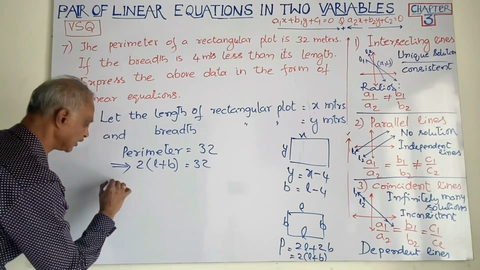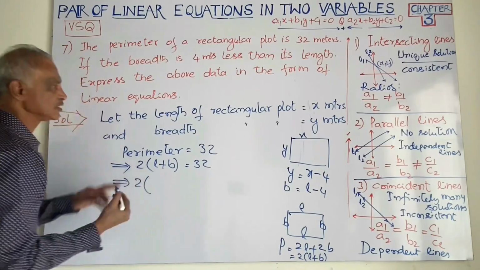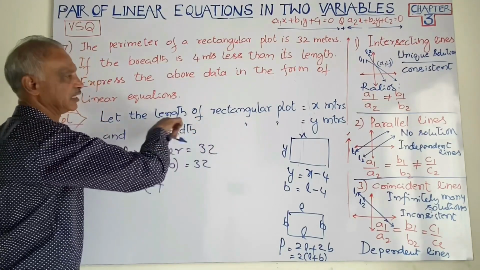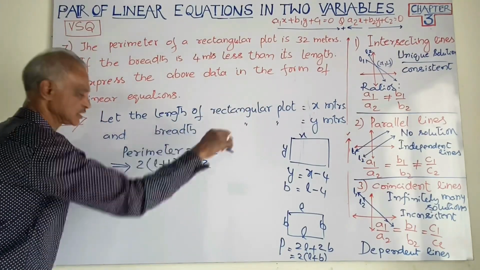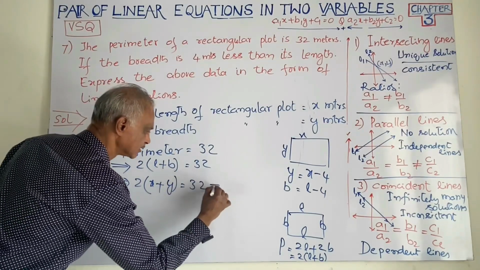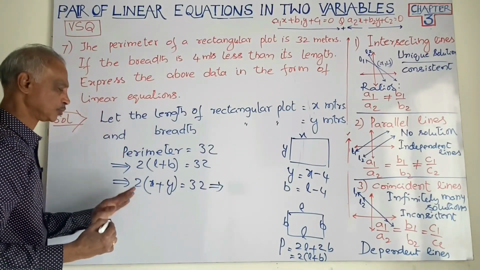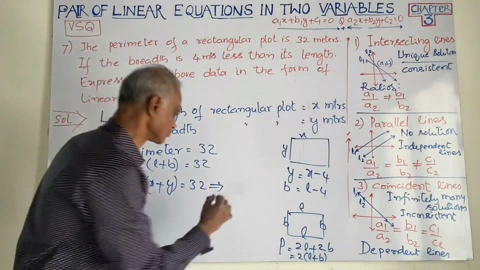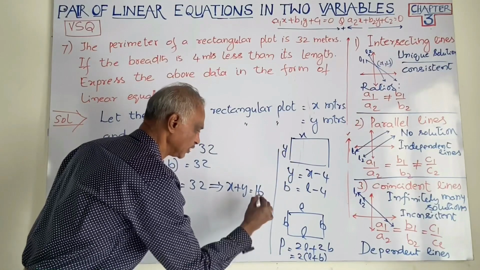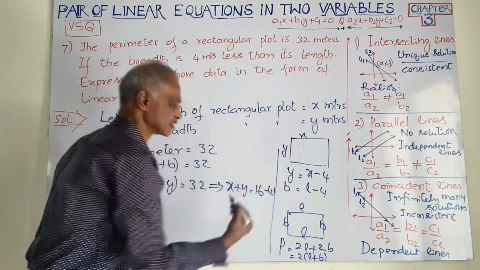Now, 2 into, what is L here? x. What is B here? Length is x and breadth is y, so 2 into (x plus y) is equal to 32, and you will get x plus y is equal to 16. We got one linear equation.